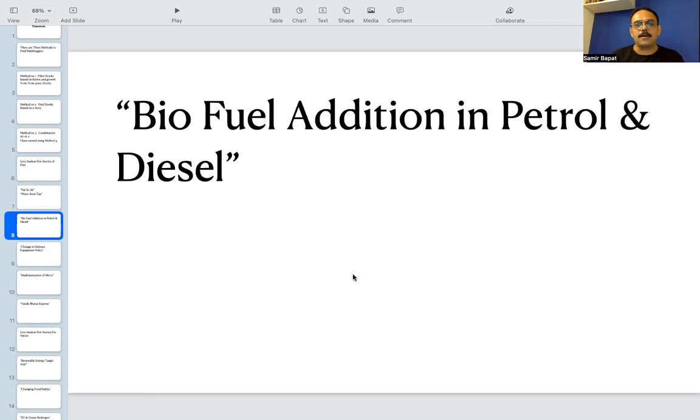Second story is biofuel addition, right? The government of India said, okay, we will be adding 20% ethanol to fuel, that is petrol and diesel.